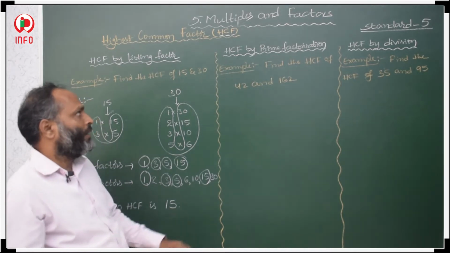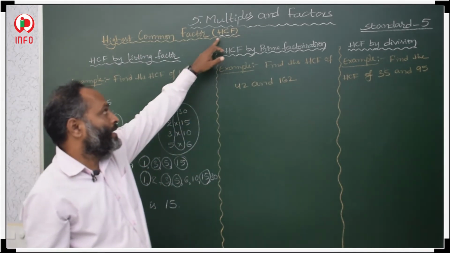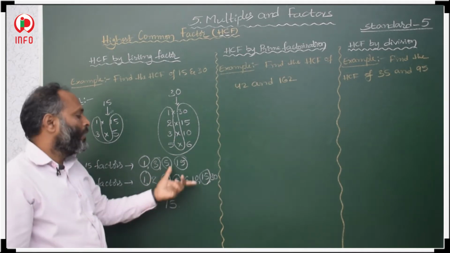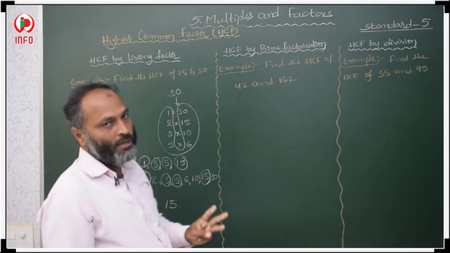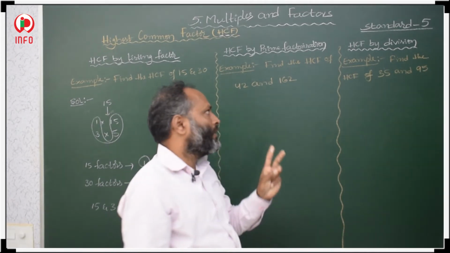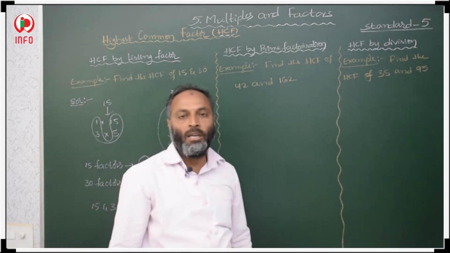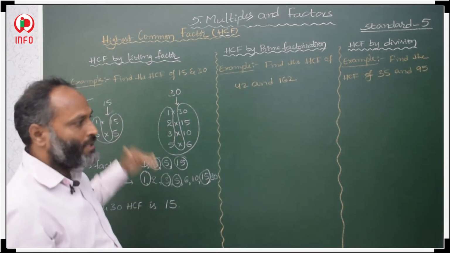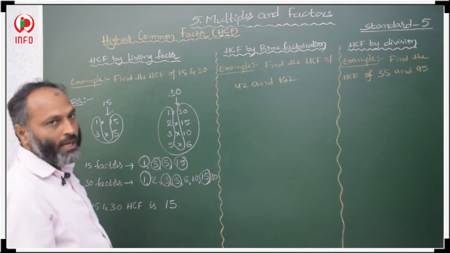Okay. First what we have to do? We have to take the factors. Then after that we have to take the common ones, and after that the highest. What is the highest in 1, 3, 5, 15? 15 is the highest one. That highest common factor we have to take. So here is the procedure: first we find the factors, then we find the common factors, then we check which one is the highest among the common factors and write that. Okay, this is the procedure. Whenever the listing factors method is asked, we have to follow this procedure to find HCF.